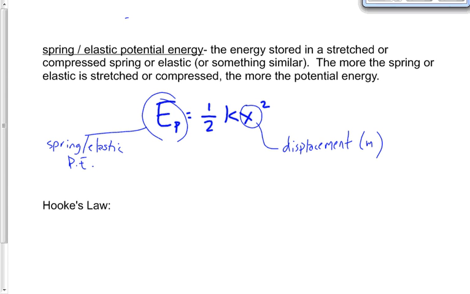We have Jazz's elastic here. When I stretch the elastic back, we know that it has potential energy because when I let it go, it moves forward, right? Potential energy is converted to kinetic energy.